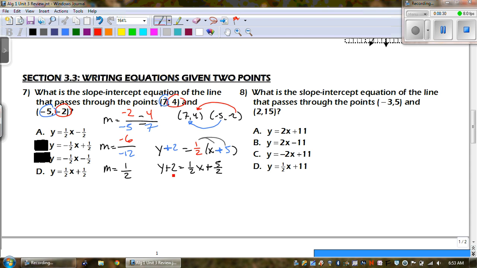All right. The last thing to do would be to subtract 2 from both sides. And we get y equals 1/2 x plus, that's actually going to be a positive 1/2. And that's going to be a lot easier for you guys to show using your calculators. Okay? Since I just did number 7, I want you guys to do number 8 all on your own. Go ahead and pause the video, and good luck.